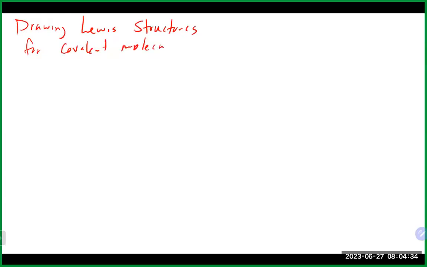We're in chapter 3 and talk about Lewis structures and bonding. And last time we got into really sort of drawing Lewis structures for really covalent molecules. And when we draw Lewis structures for covalent molecules, there's a lot of steps that you should follow to draw the structure.